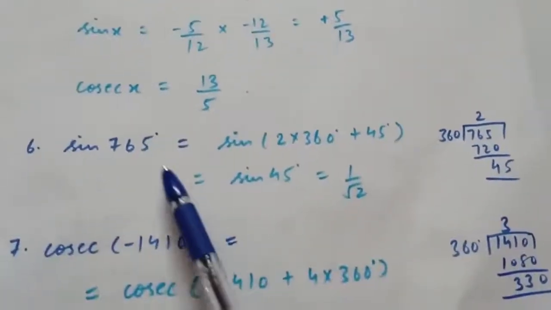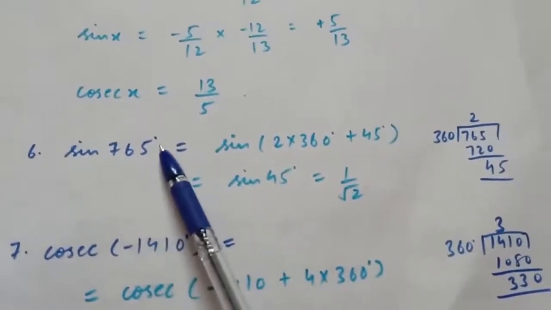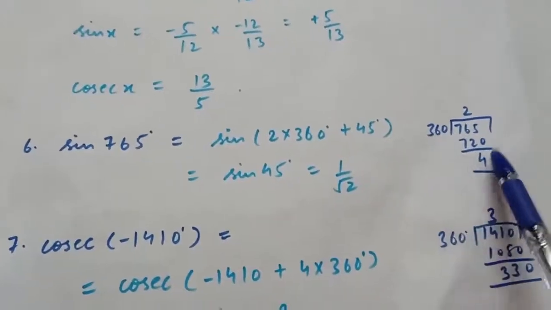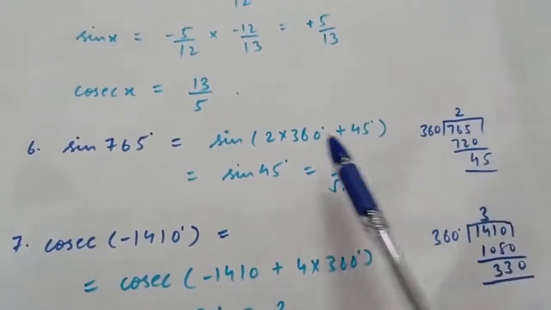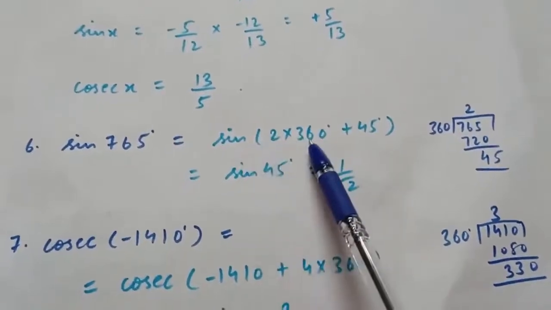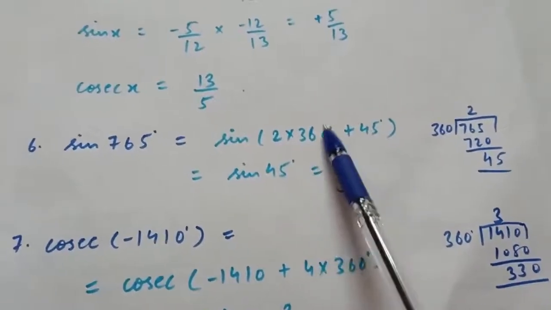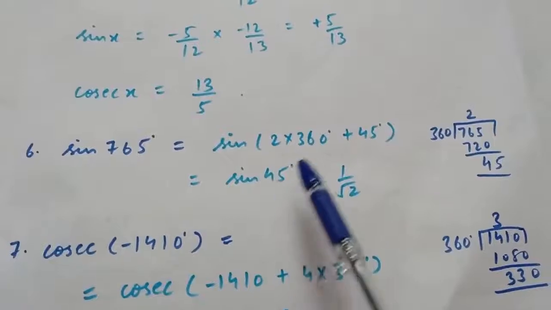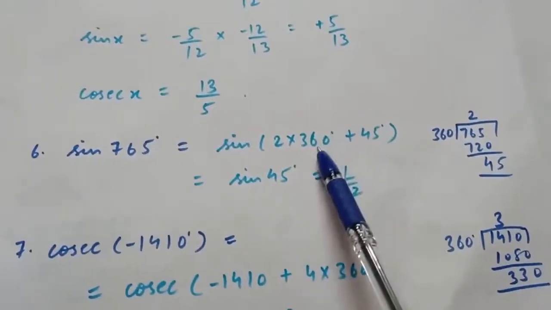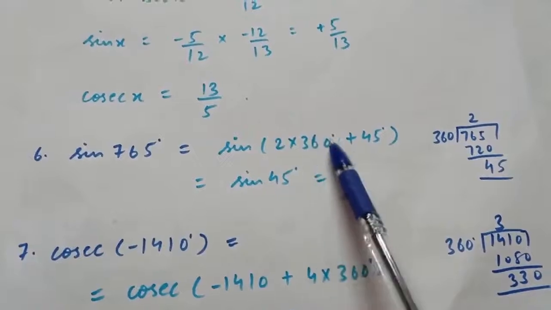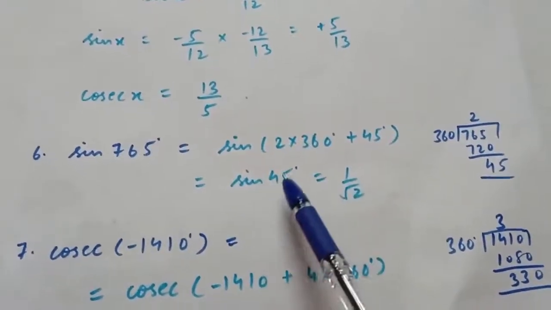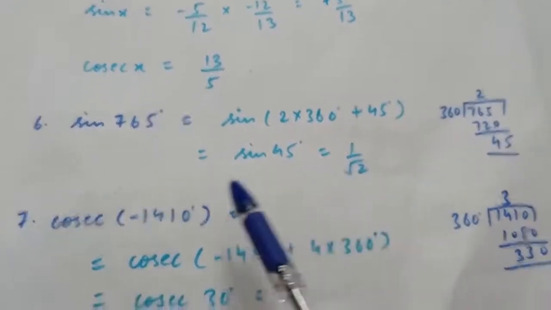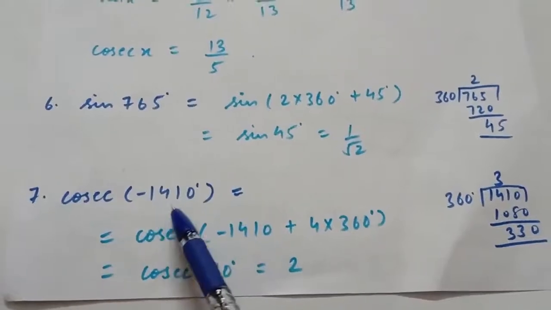Sixth question is you have to find the value of sin 765 degree. So divide this 765 with 360, you will get the remainder as 45. So this will be sin of 2 into 360 plus 45. Now this is the multiple of 2 pi. So this will equal to sin 45, because in any x, if you increase it or decrease it with a multiple of 2 pi, it does not change. So this will be equal to sin 45, which is equal to 1 upon root 2. Clear?